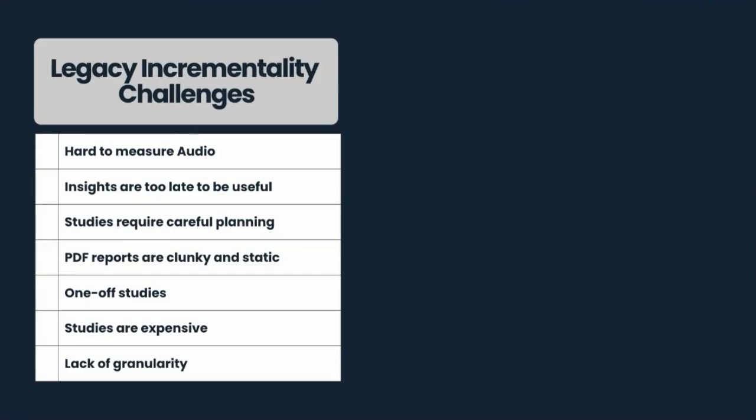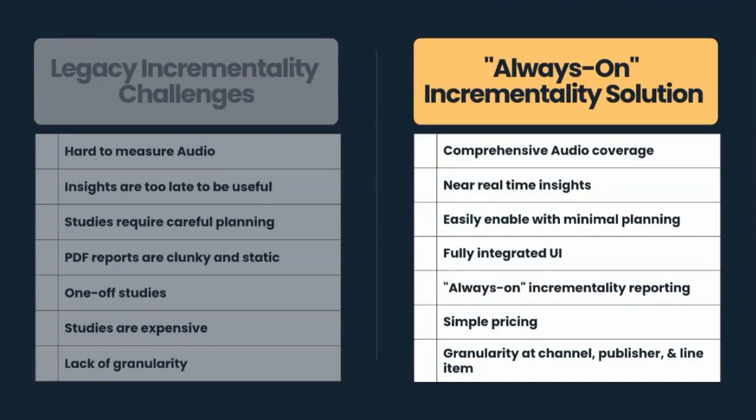So not to jump the gun, but if we go to the next slide here, what we propose is that the best solution for the industry is an always-on incrementality solution. It's not something where we have to wait for results. It's something where we can see results right in the dashboard that are updating live as new results are coming in. And it allows us to make those optimization determinations while a campaign is live. And it also allows us to break down results, not just at the channel level, but also at the publisher and the line item level. So this always-on incrementality solution starts to address a lot of the legacy incrementality challenges that we have heard about over the last few years.